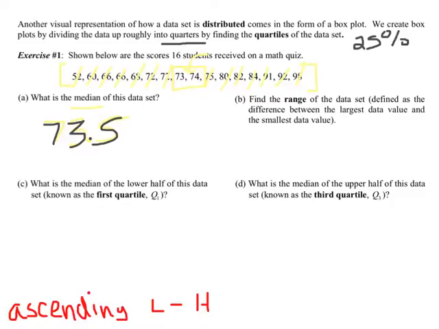Now what I would like you to do is find the range. New vocabulary word, range. It's defined as the difference between the largest data value and the smallest data value. So it's going to be 98 minus my smallest, 52, which gives me a range of 46.